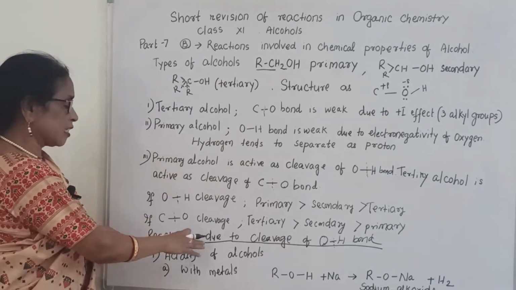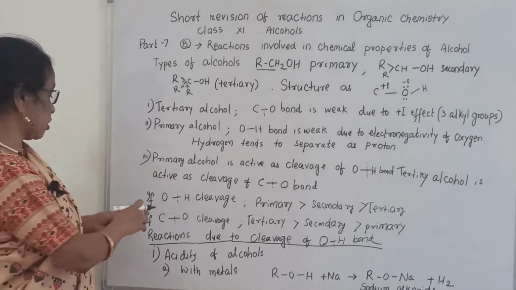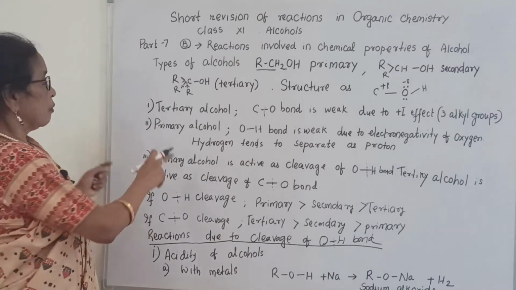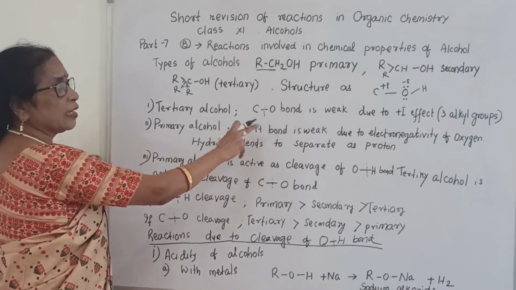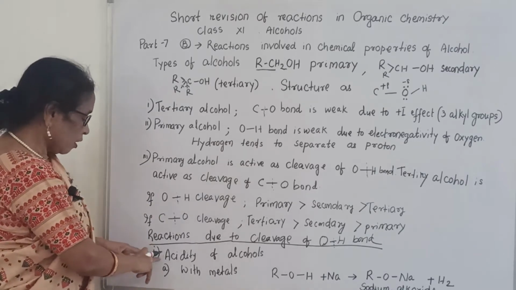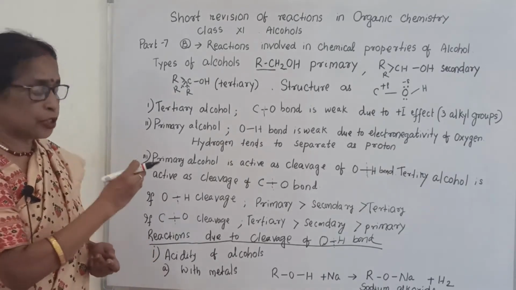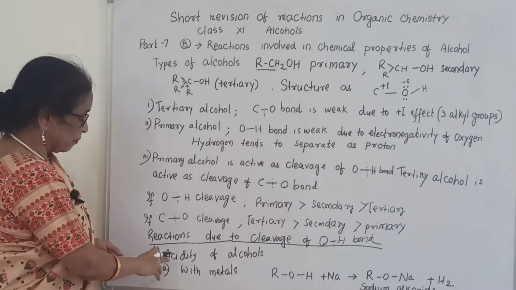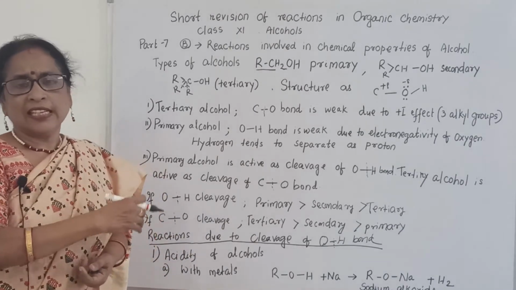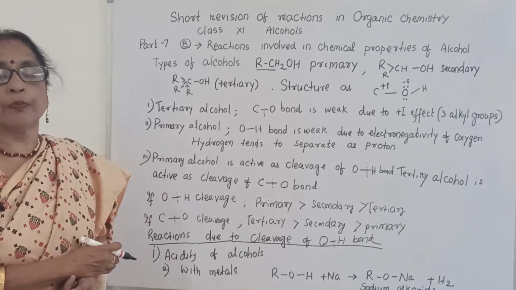Now we will see reactions due to cleavage of the OH group. Just now I told you OH group cleavage means primary is more active, where I said OH is weak due to the electronegativity of oxygen. Now what is the main reaction? The first reaction you see is the acidity of alcohol. How can you say that the acidity of alcohol is proven?